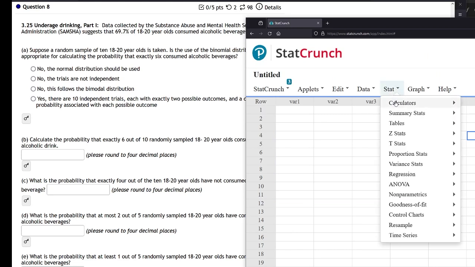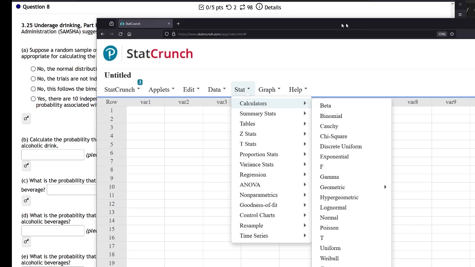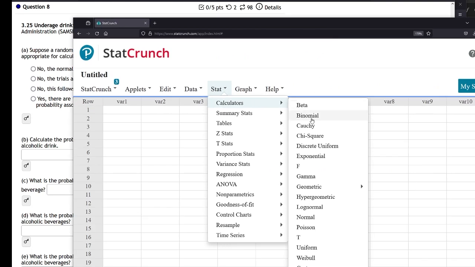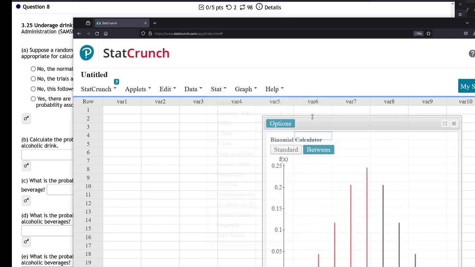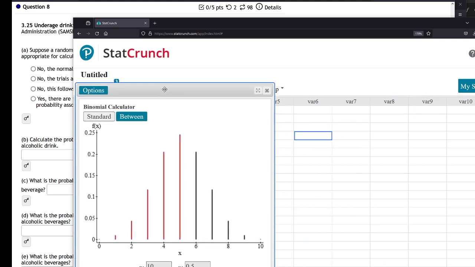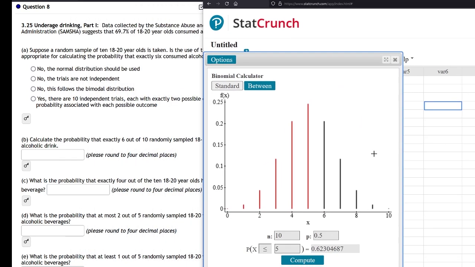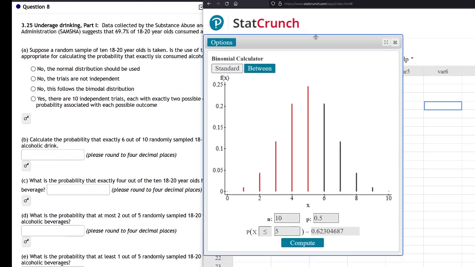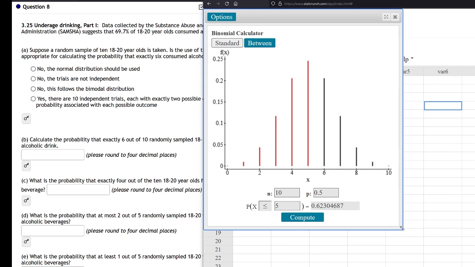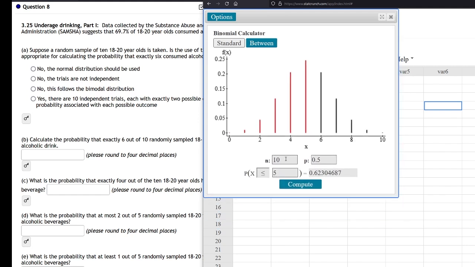I'm going to go back into Stat, grab a calculator. Oh, and look, there's a binomial calculator. You can't quite see it. There's a binomial calculator right here. Well, that sounds like it might be very convenient for the problem that we're working on. Let's try it. Okay. So notice this looks a little different because it's a different distribution, but now we have a binomial distribution that we're going to work with.